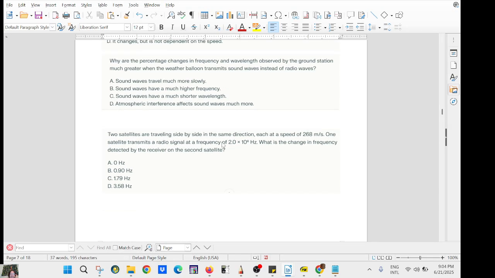So in that case, if they are traveling side by side, it means they are not moving relative to each other because they have the same speed. So there is no apparent shift in frequency. So the answer will be A.